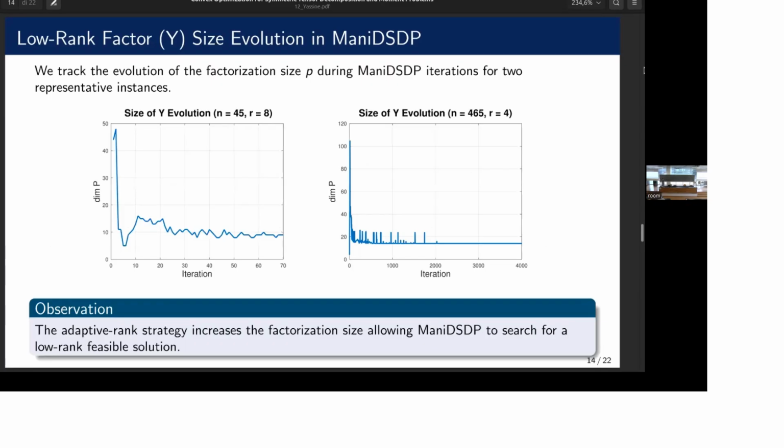Here we also try to track the evolution of the rank of the solution during the ManyDSDP iterations. You can see, for example, for this instance, that ManyDSDP managed to find the correct rank, and then it spends a lot of iterations to reach the feasibility of the problem, to reach the global solution.